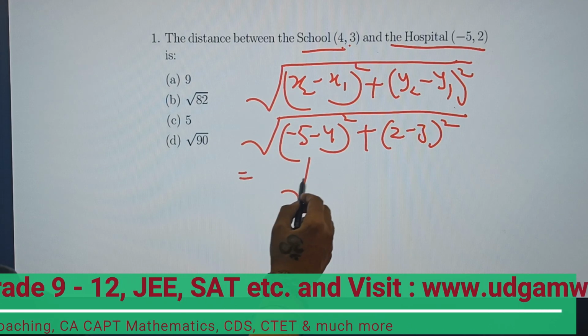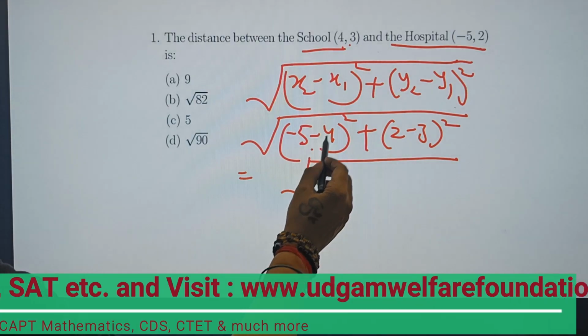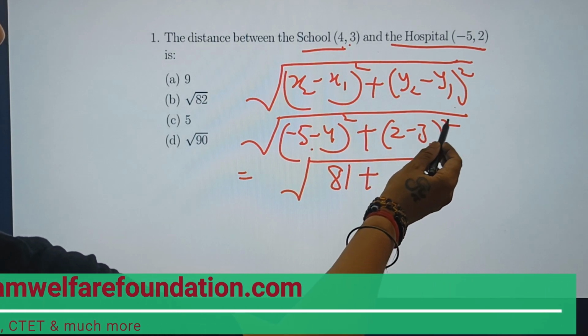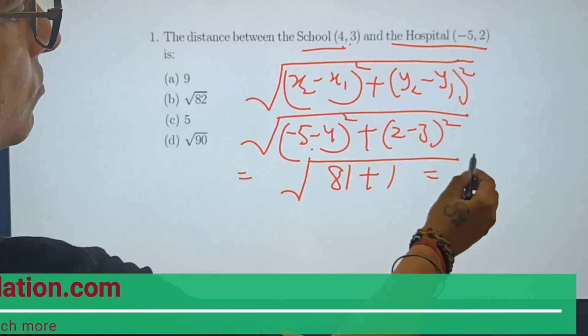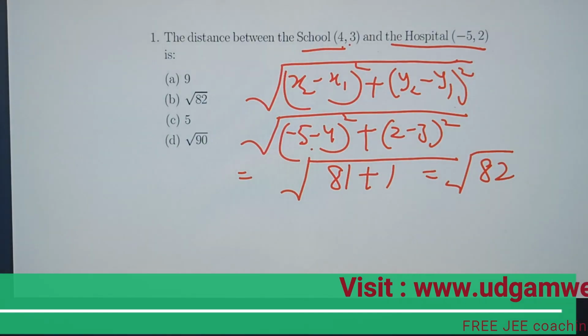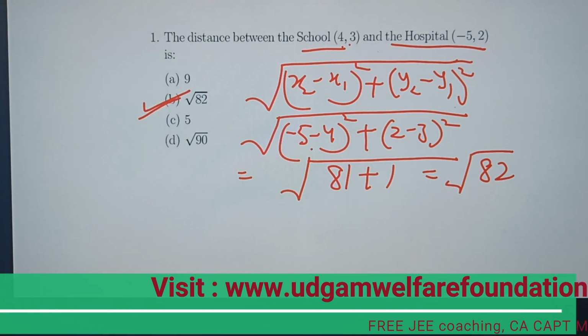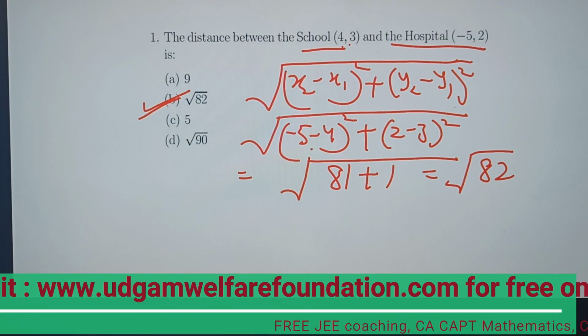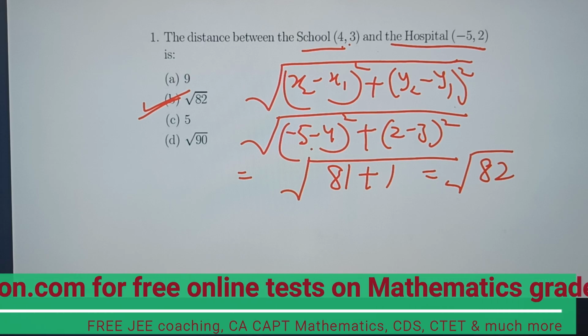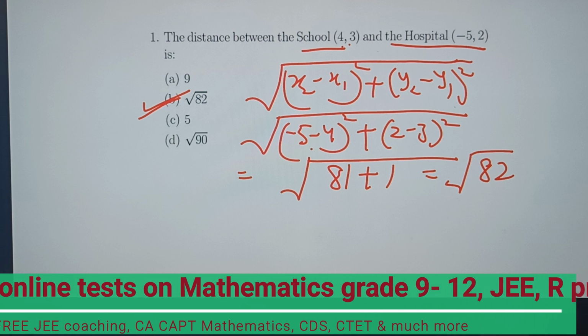So this is equal to root over 9 square, which is 81. Very simple. 2 minus 3 is -1, square is 1. So 81 plus 1 is root over 82 here. And we have our option B, which is the correct answer here. Hence we can say the distance between the hospital and the school is root over 82. Now let's move towards question number 2.